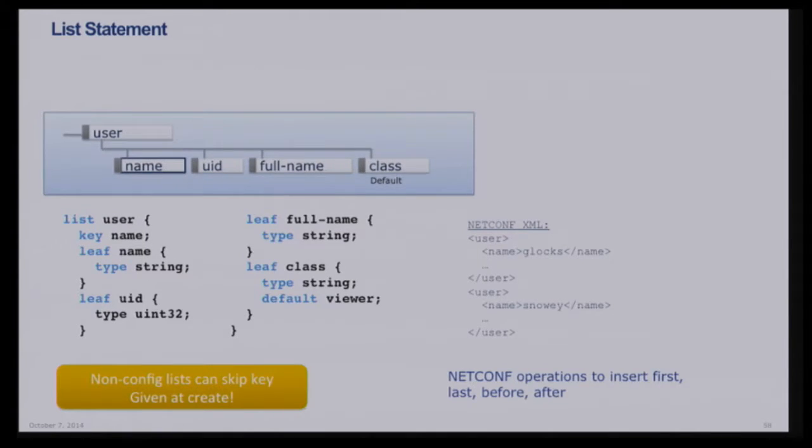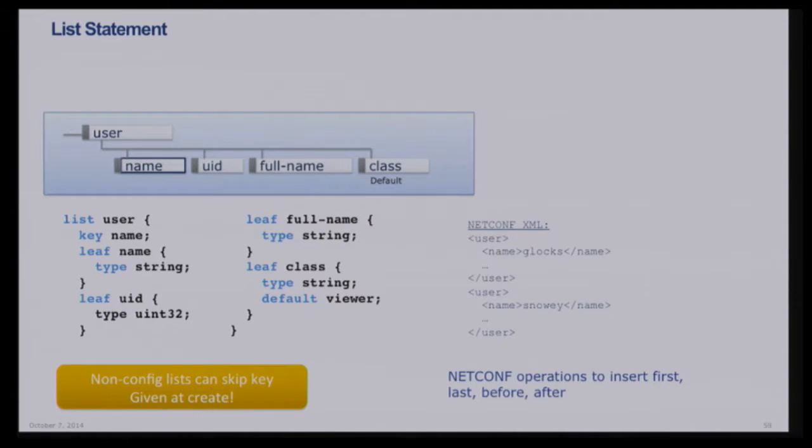Lists, I guess, after leaves, is the big construct here. A list is what SNMP people would probably call a table. It's a keyed set of data ordered as a list. For configuration lists, a key is actually required. If the list is not configuration, you don't have to have keys at all, because you might not be able to even key things into it. So you might be required to dump the entire list or the entire table at the same time.